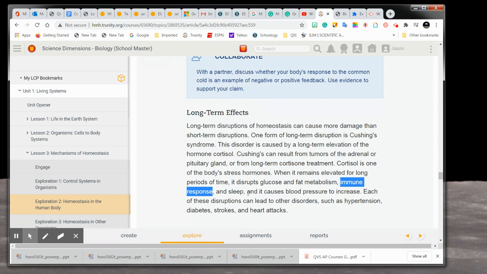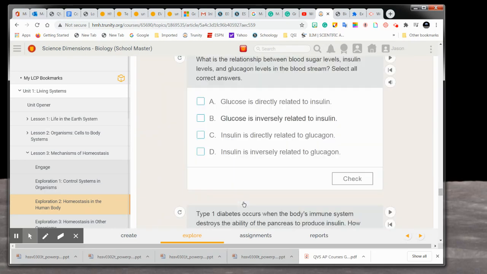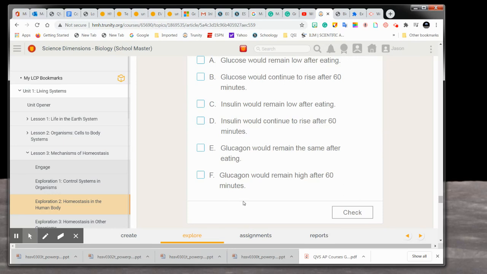Also, cortisol can affect your sleep patterns. It can cause blood pressure to increase. And over time, it can cause a lot of other disorders such as hypertension, high blood pressure, diabetes, strokes, and even heart attacks. So here's some more information about that.